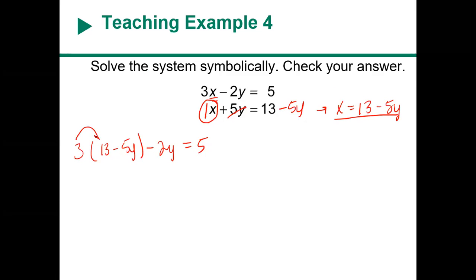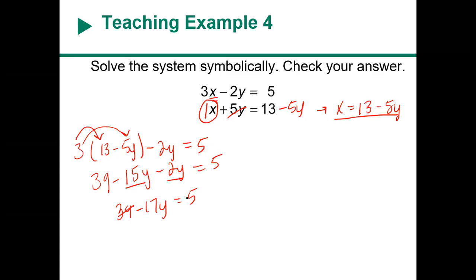So I'm going to distribute. And I get 39 minus 15y minus 2y equals 5. Combine like terms. And I have 39 minus 17y equals 5. Subtract 39. And I get negative 17y equals negative 34. Divide by negative 17. And we get y equals 2.